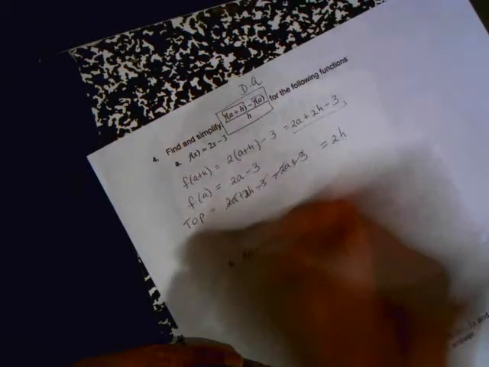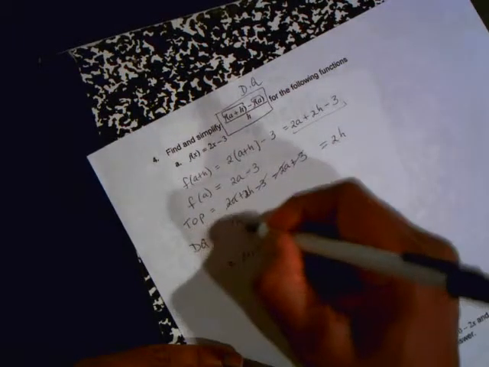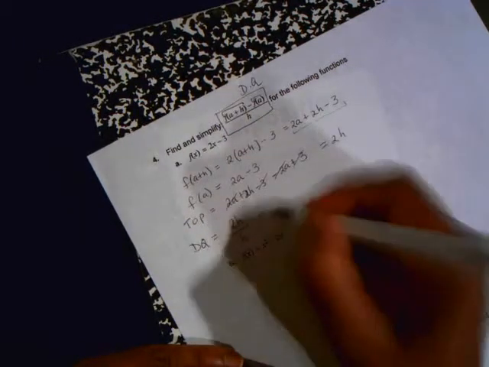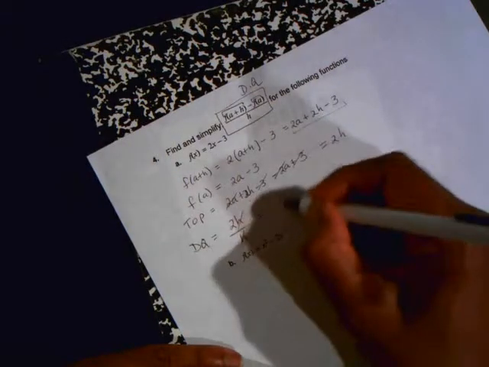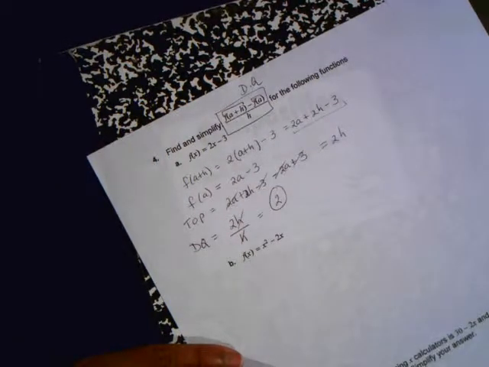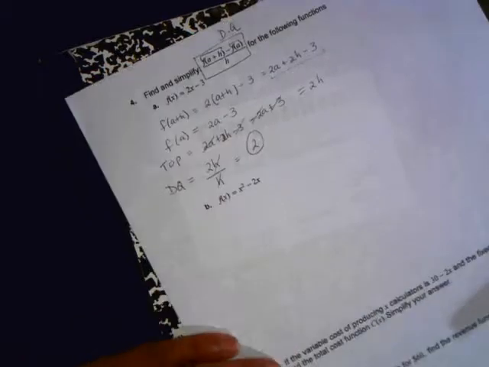Now we're ready to do the entire problem. The difference quotient is, on the top, 2h, and you're dividing it by h. The h's cancel, so you get 2. That cleaned out really nicely. Let's see how the next one works out.